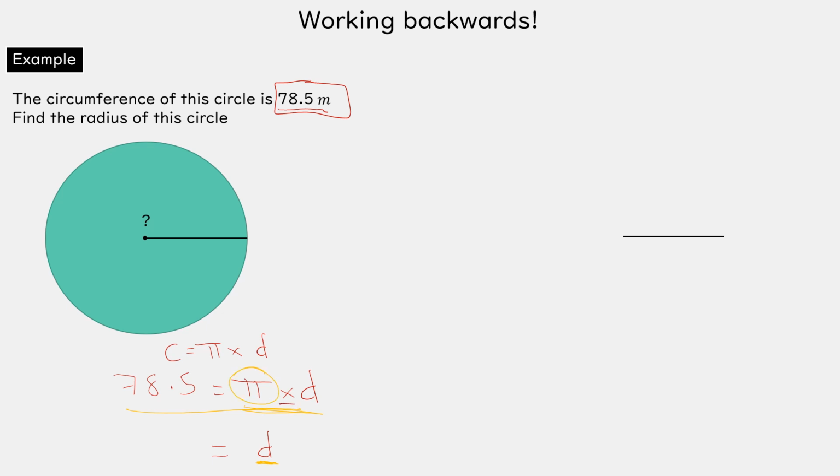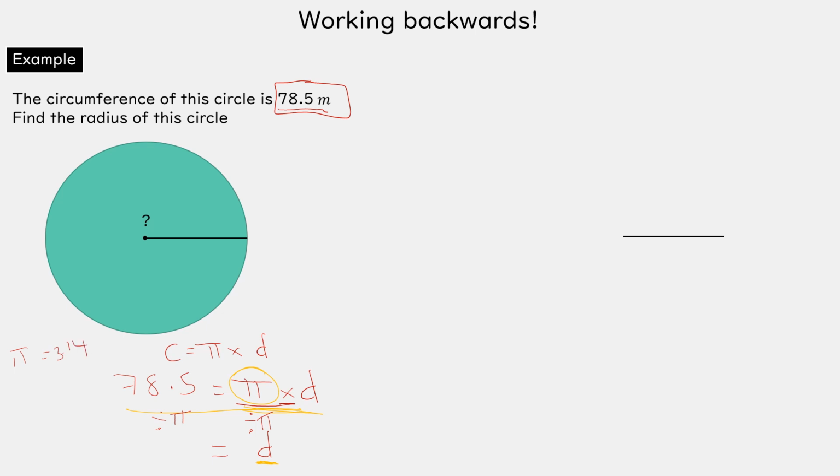Well, at the minute, it's being times by pi. So remember, to get rid of something like that, we've got to do the opposite. So I'm going to have to divide by pi. Whatever I do to one side, I've got to do to the other side. Remember, if you haven't got a calculator, we're going to use pi as 3.14.